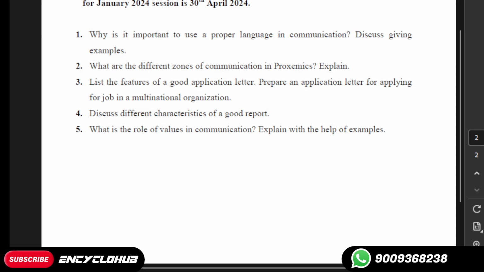And the fourth one is discuss different characteristics of a good report. And the fifth one is what is the role of values in communication, and explain with the help of examples. So as you can see here, there are the 5 questions here.